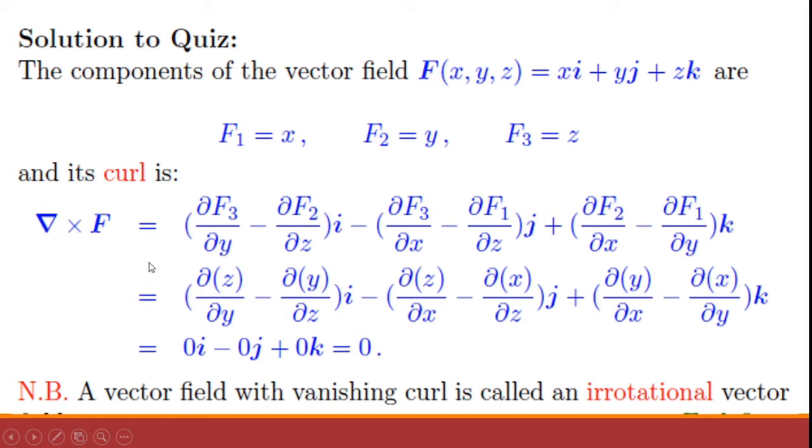When the curl f value is 0, that means the vector is an irrotational vector. A vector field with vanishing curl, because the curl f value is 0, that means it is vanishing. The curl of f is vanishing. Hence we can say that this vector field is an irrotational vector. That means f is called an irrotational vector because its curl value is 0.